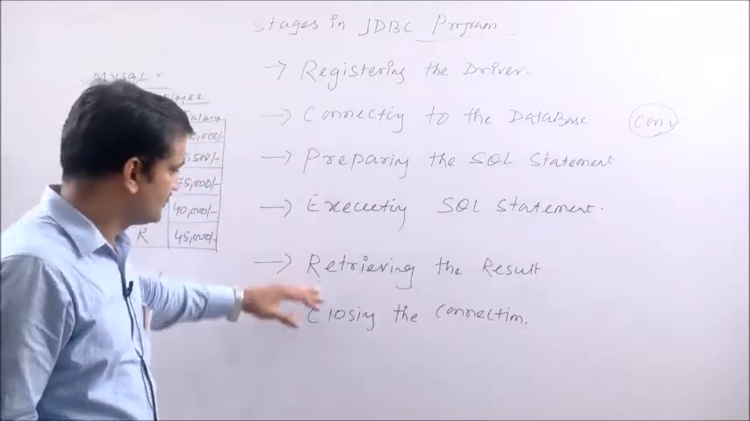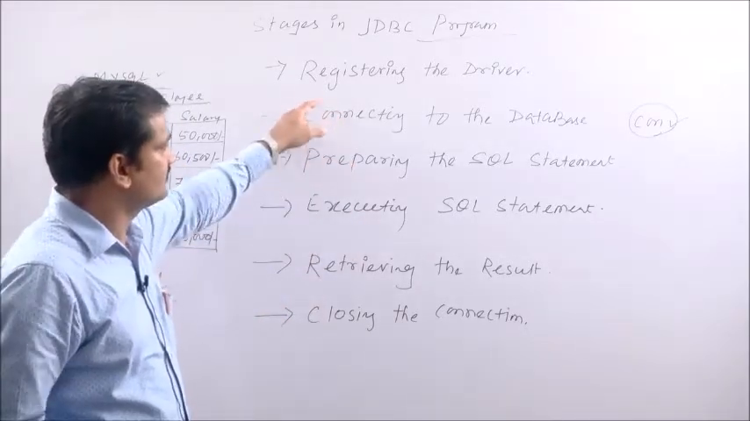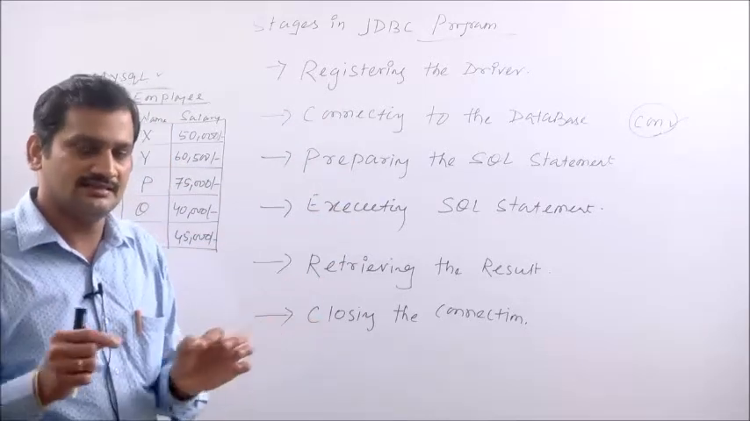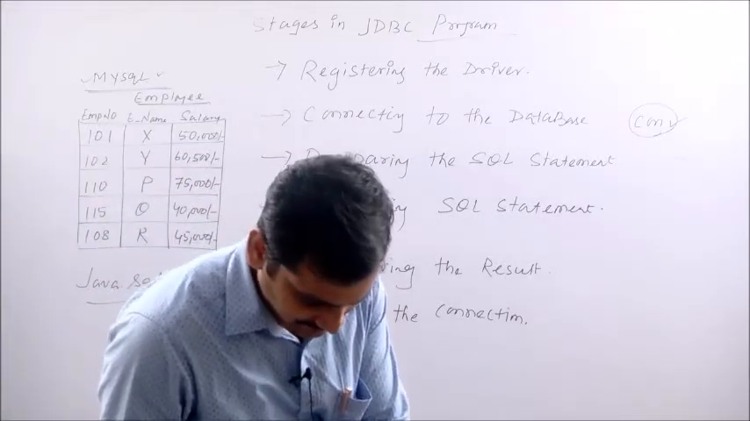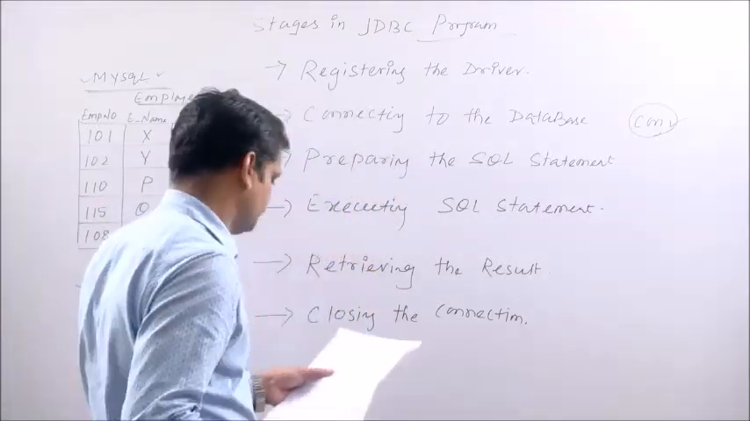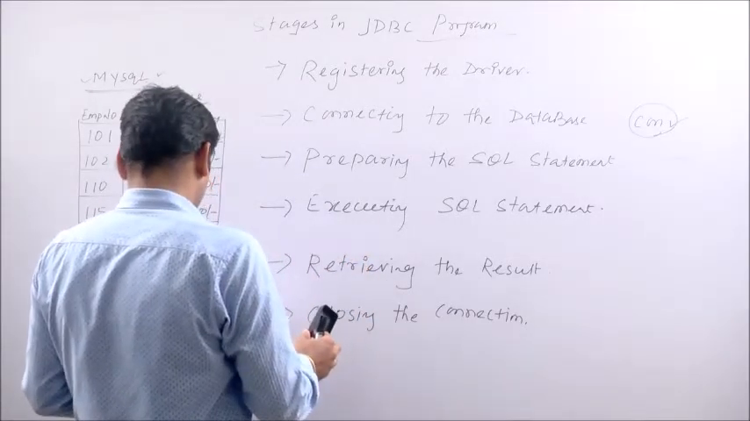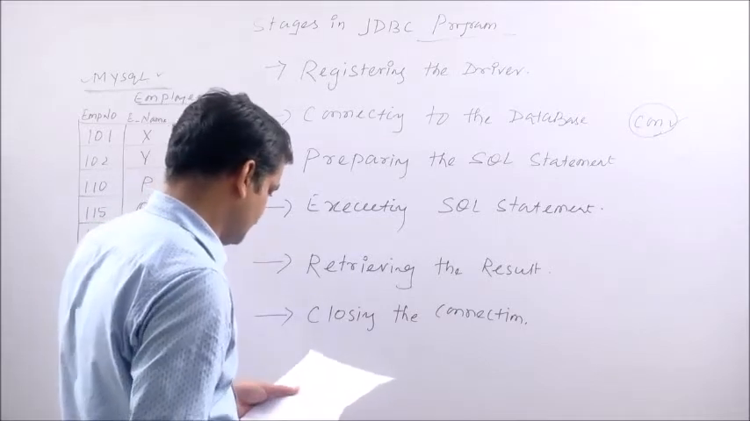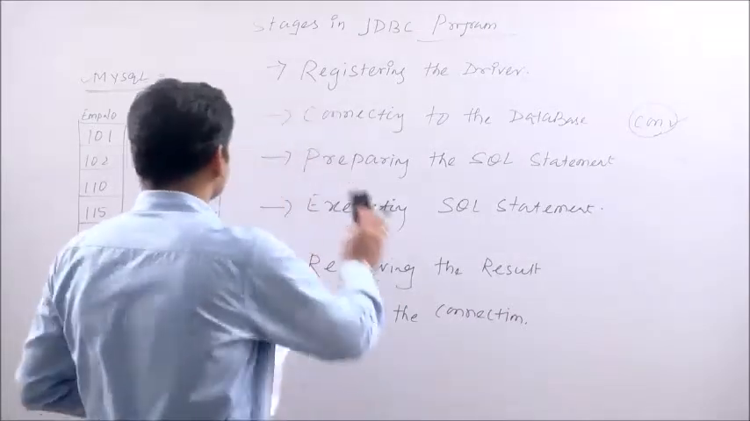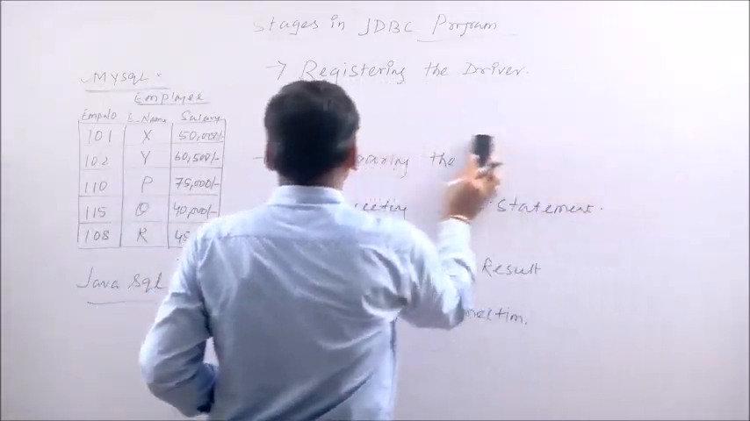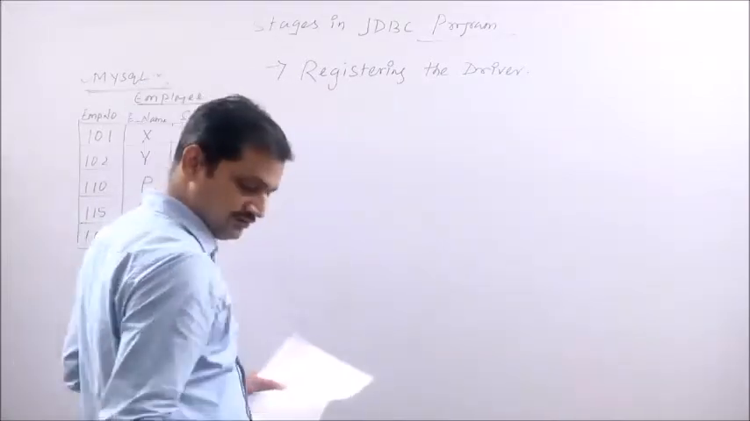So let us understand all these stages through a program. We will write a program, and in the program I will explain each of these stages and what the statement of each stage looks like, and how we are able to write each line of the program. Now registering the driver: let me explain you individually, then I will write the program to join them together.